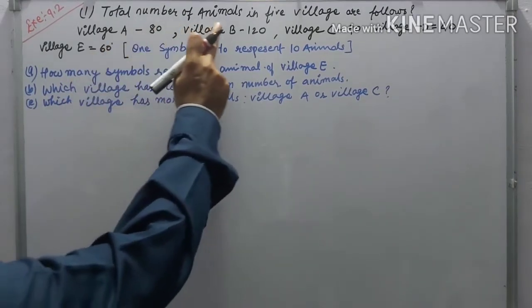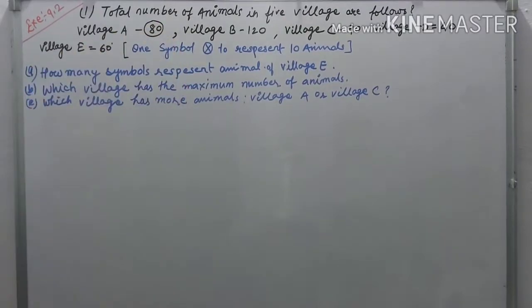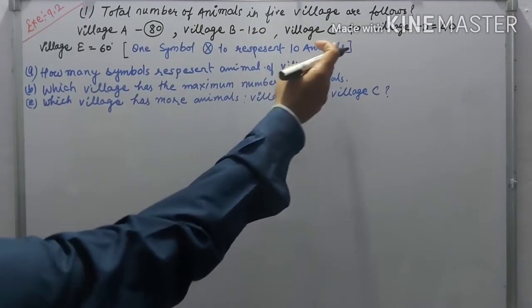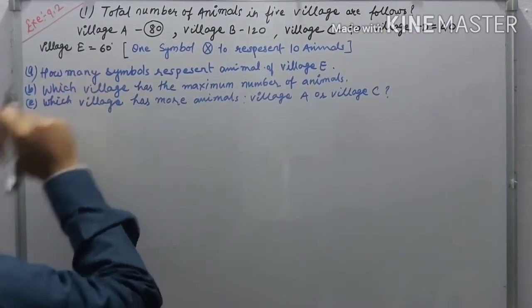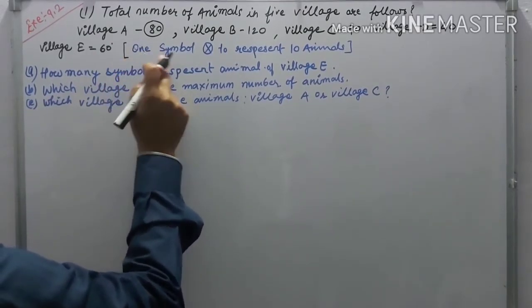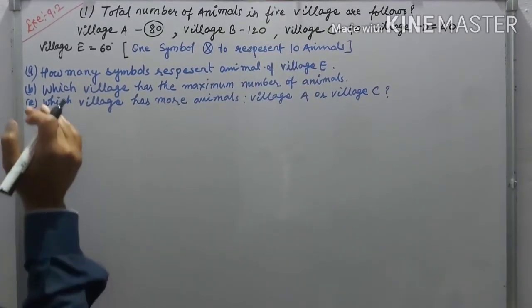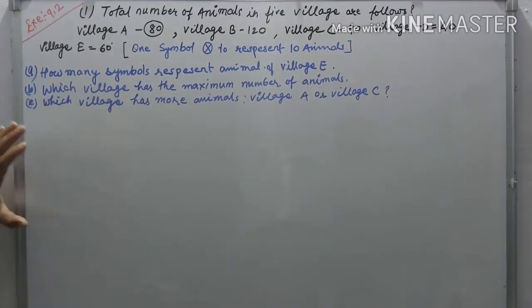Now, the total number of animals in 5 villages is as follows. Village A is 80, village B is 120, village C is 90, village D is 40, and village E is 60. In the question, one symbol is used for 10 animals, and after you draw the pictograph you have to solve 3 questions.